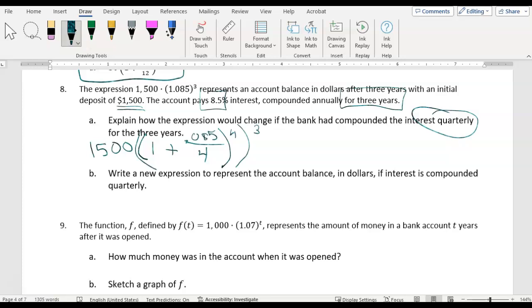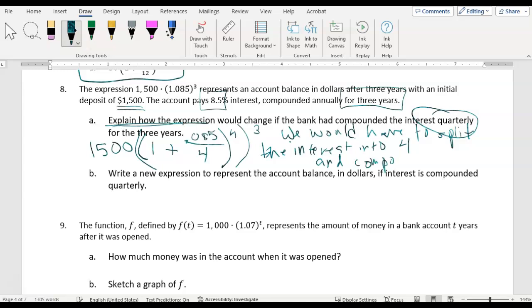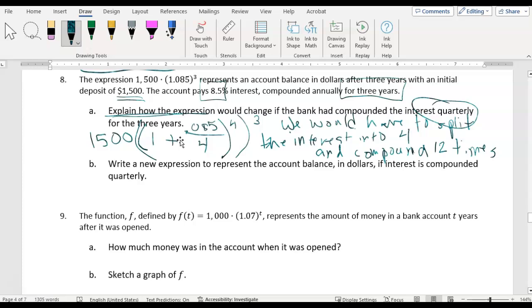So explaining this, we would have to split the interest or divide the interest into 4 percents, dividing that by 4, and compound 12 times, because we would compound 4 times in 1 year for 3 years, and so this would be compounded 12 times. Write a new expression to represent the account balance in dollars if interest is compounded quarterly.